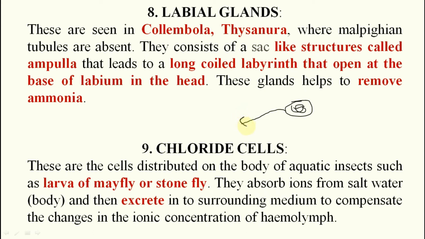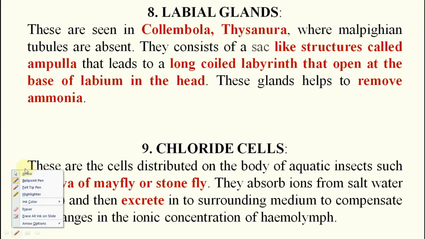It will be open at the base of the labium. That means near the mouth part region it will be open. So here the excretion will be in the anterior side. In other cases excretion is on the posterior side, but in case of Collembola the excretion is on the anterior side. Okay, these glands help to remove the ammonia.